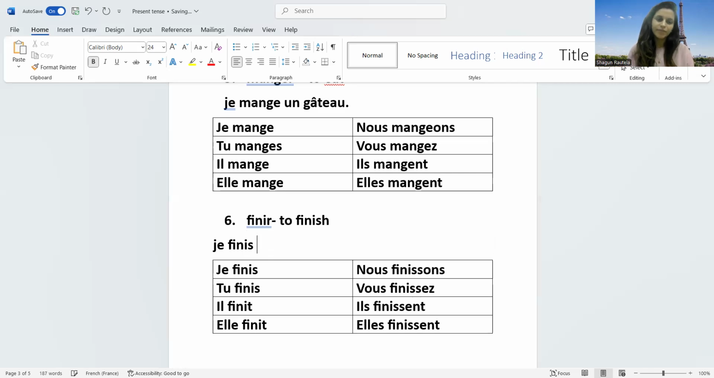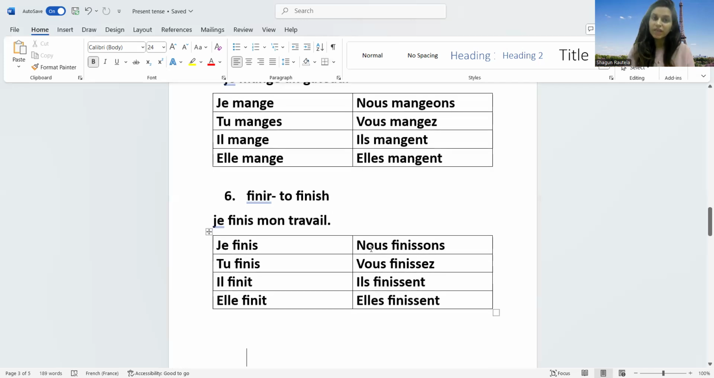How do we make a sentence with finir? Je finis mon travail. I'm finishing my work. Okay, so this was the sentence with finir.